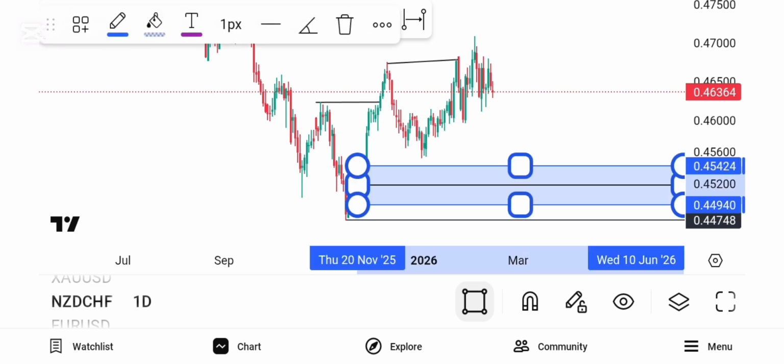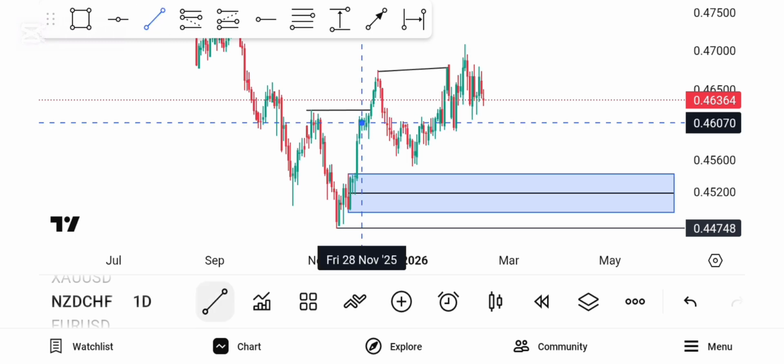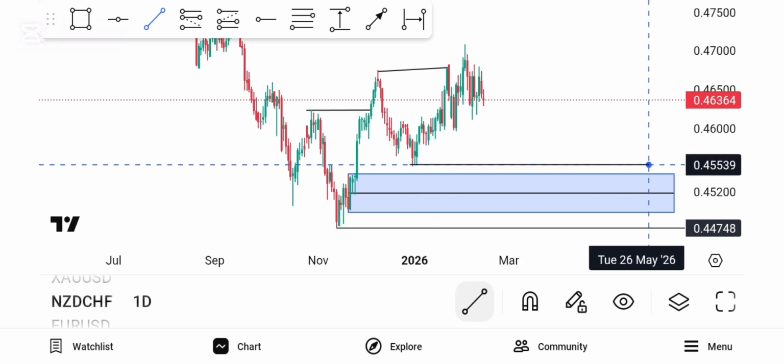Then what is the next step? The next step is the liquidity. Is there any valid liquidity there? Yes, there's a valid liquidity. This is the liquidity here. This liquidity here has not been mitigated anywhere, so this liquidity is valid.